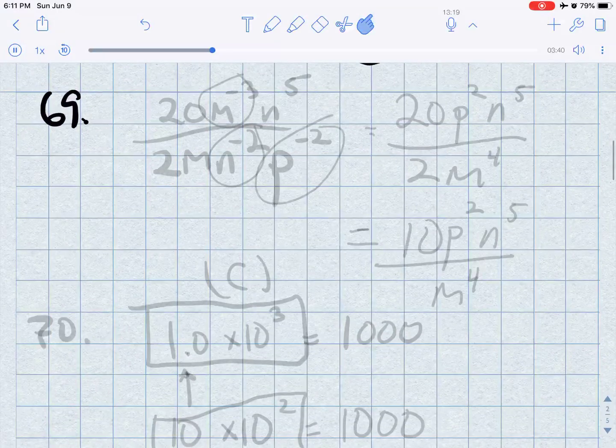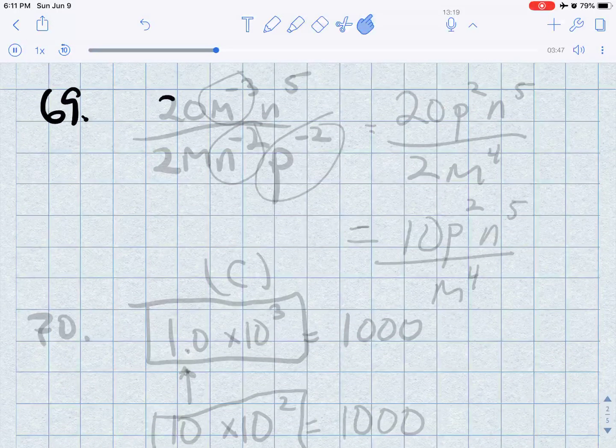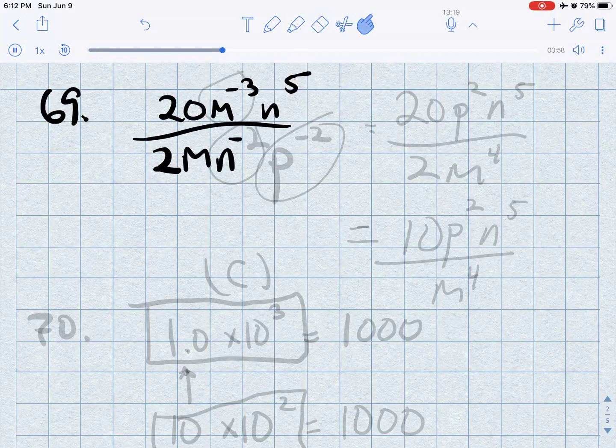69, we have given 20 m raised to the negative third n to the fifth over 2 m n to the negative 2 p to the negative 2. All right? So when you have these negative exponents, just put them on the other side of the fraction bar. So I'm going to move this one and this one and this one to the other side.